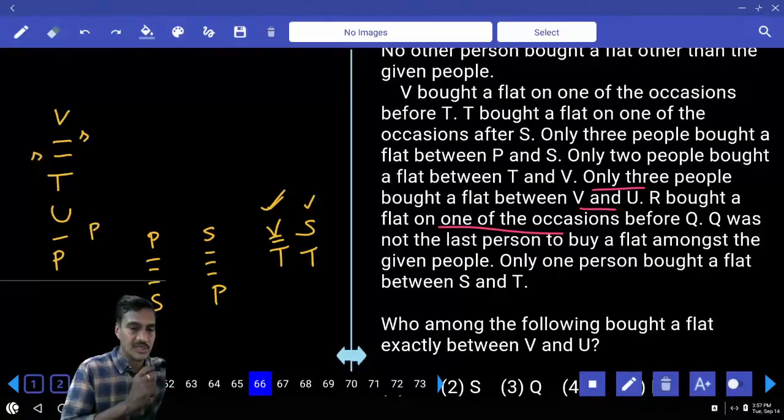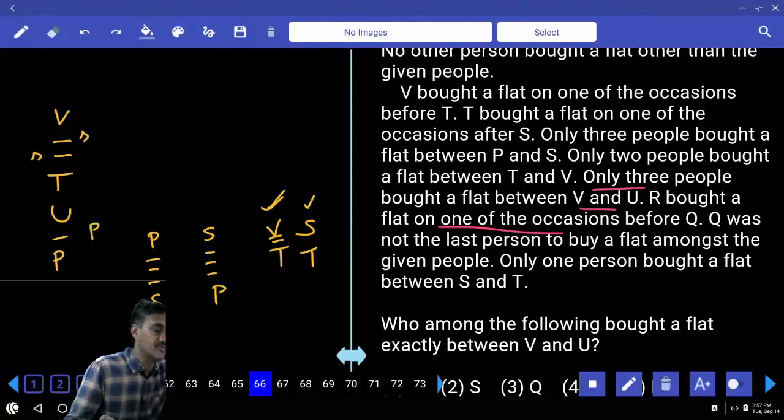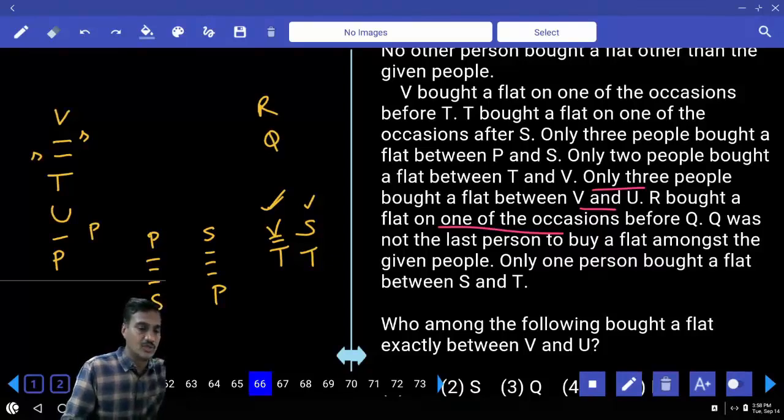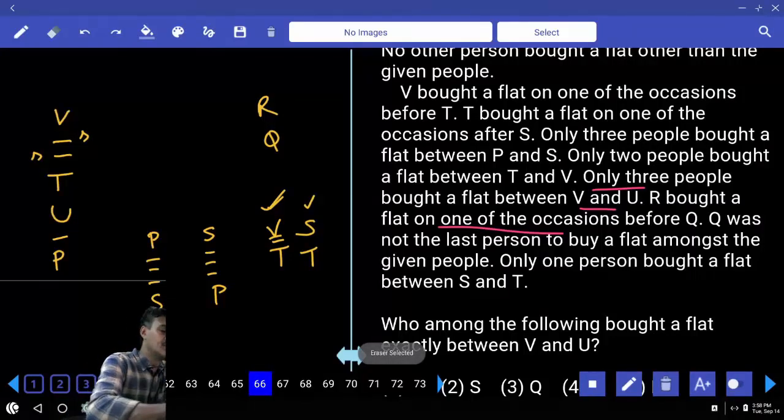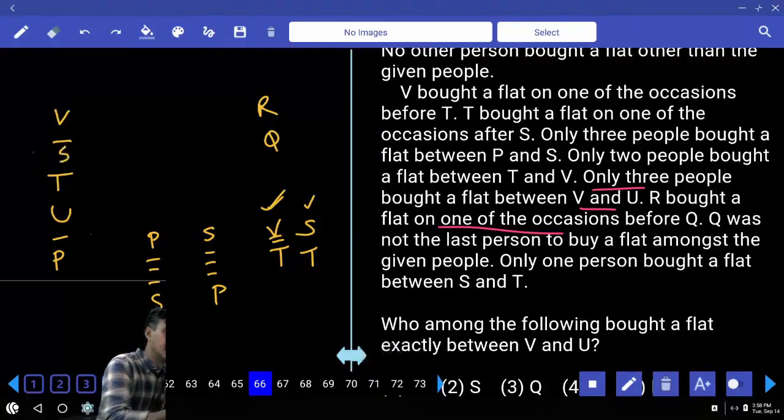And next one, R bought a flat on one of the occasions before Q. R is before Q అంటున్నారు. R is before Q and the word immediate is not used here. And Q was not the last person to buy a flat. As Q was not the last person to buy a flat, hence P must be the last person. అంతే కదా? And as P is the last person here, hence where should this S be? S must be at this place. S ఇక్కడ ఉంటాడు.